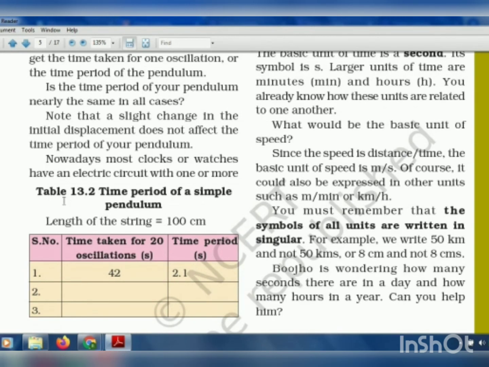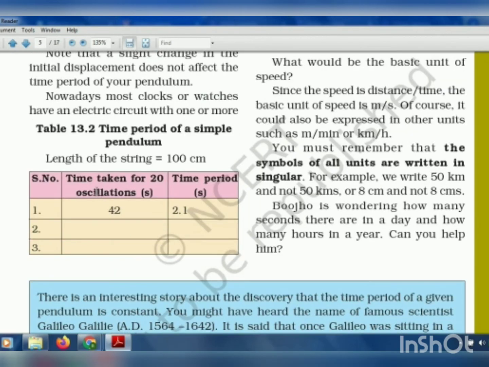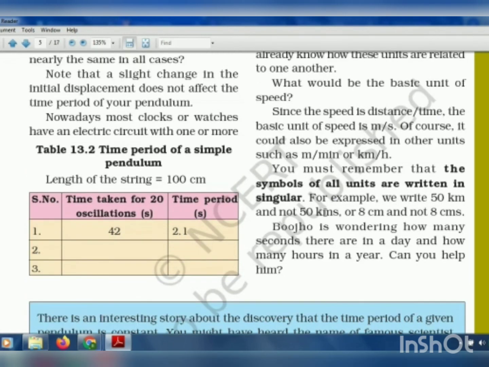In this table 13.2, they have shown you one example that the time taken for 20 oscillations is 42 seconds. So the time taken for one oscillation is 2.1 seconds.